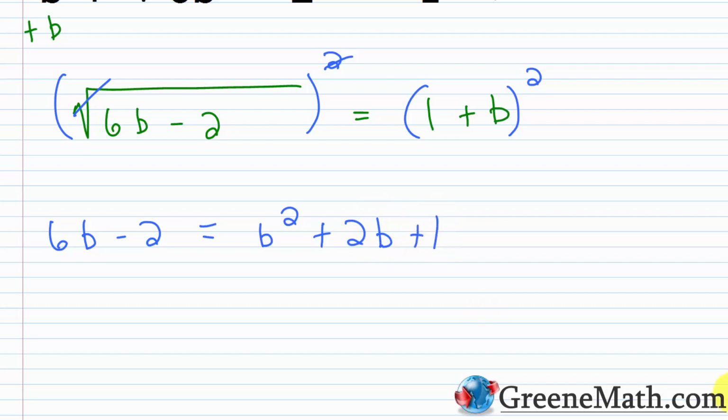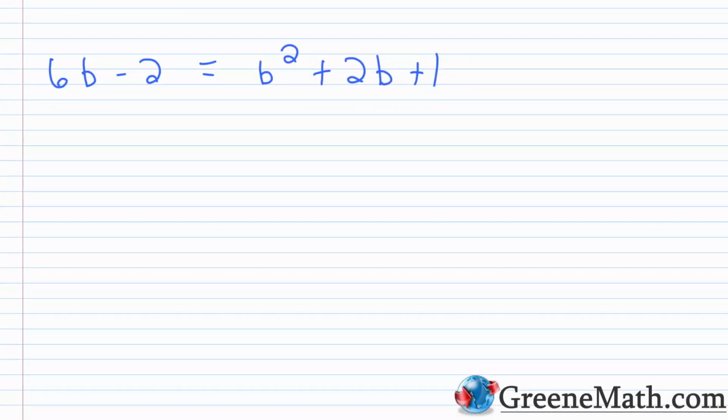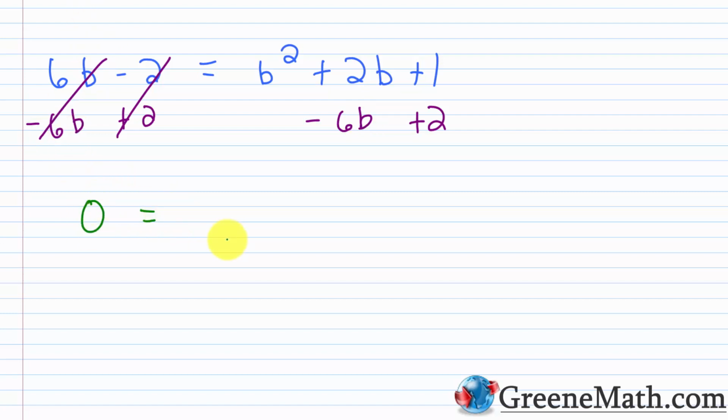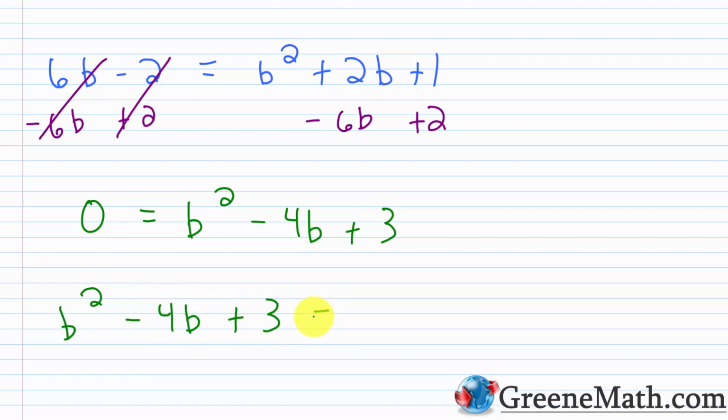Let's scroll down a little bit. Get some room going. And let's add 2 to both sides of the equation. So that's gone. And let's subtract 6b away from each side of the equation. So that's gone. So I would have 0 over here on the left is equal to b squared minus 4b plus 3. And let me just switch this around and say, okay, I have b squared minus 4b plus 3 equals 0.